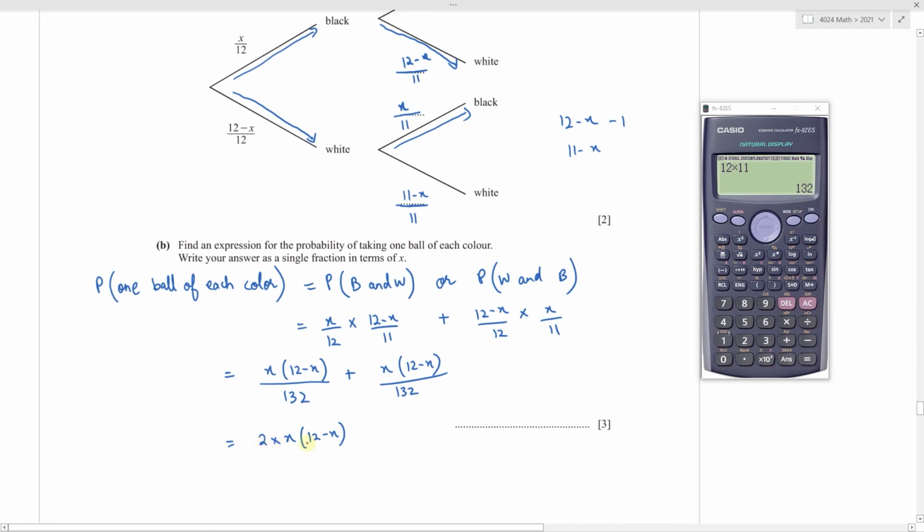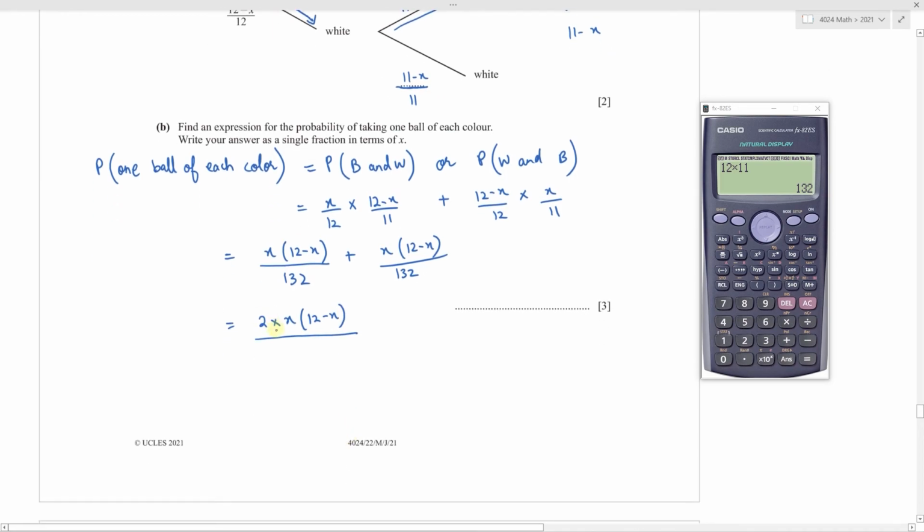2 times 2 multiplied by x into 12 minus x, because these are the same numerators, so they are being added. So I've just written it down as 2 times x into 12 minus x. You can also open the bracket and compute it, but I'll show you why I wrote this as a 2 here and multiplied it by x into 12 minus x over 132.